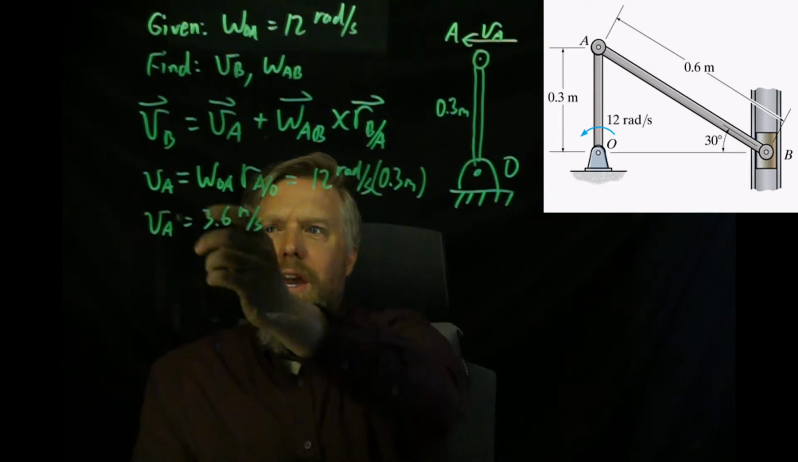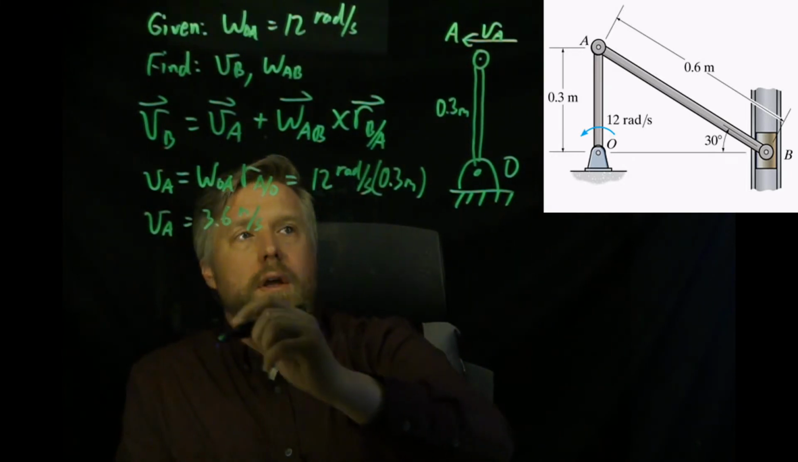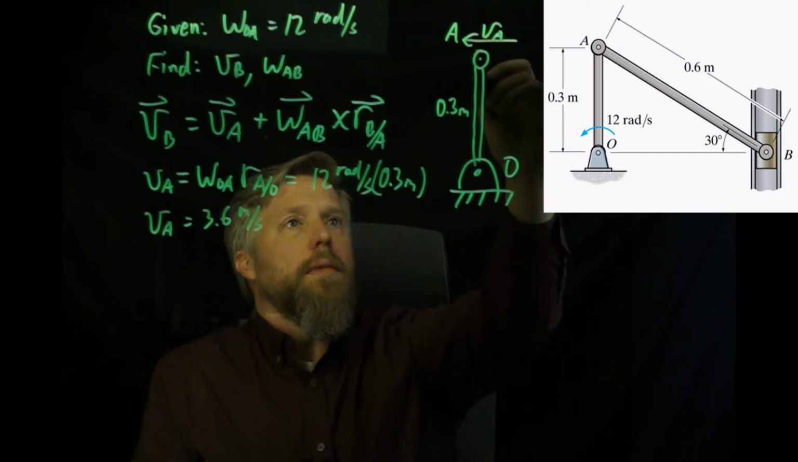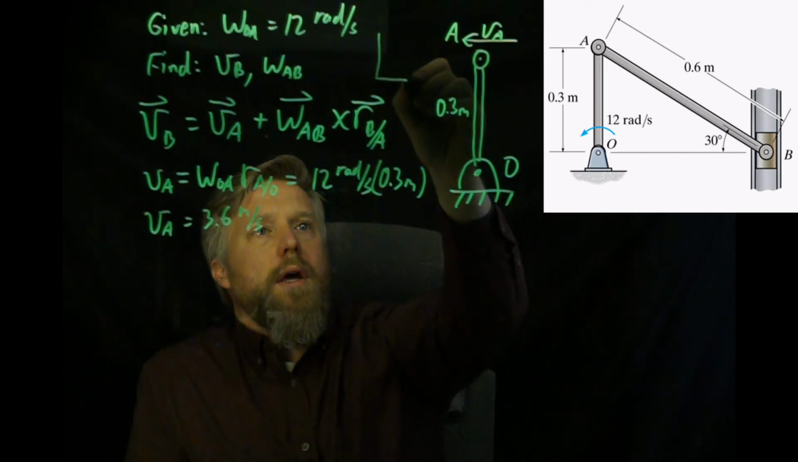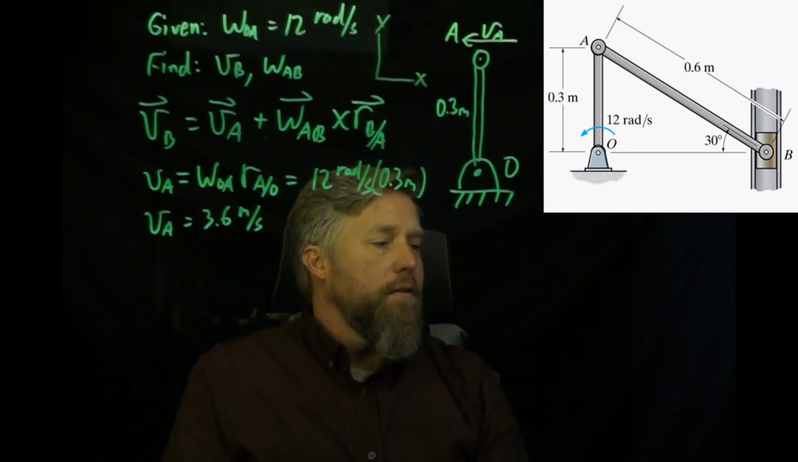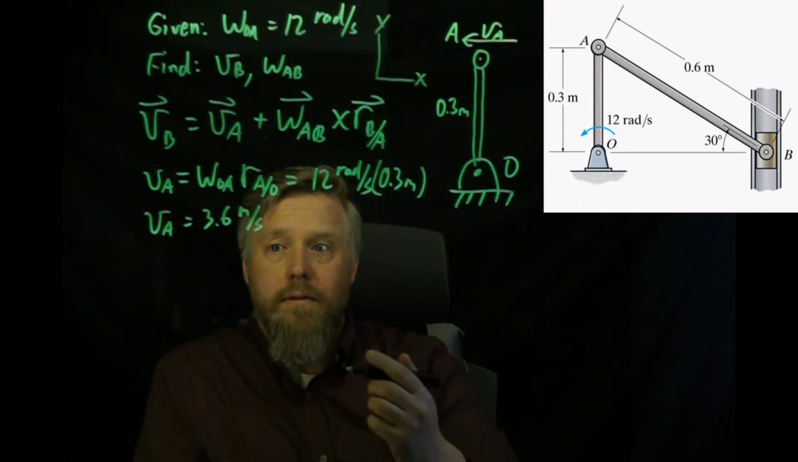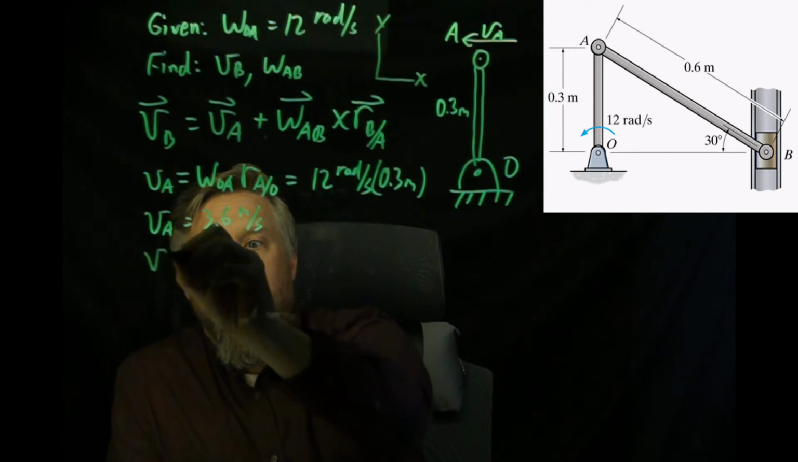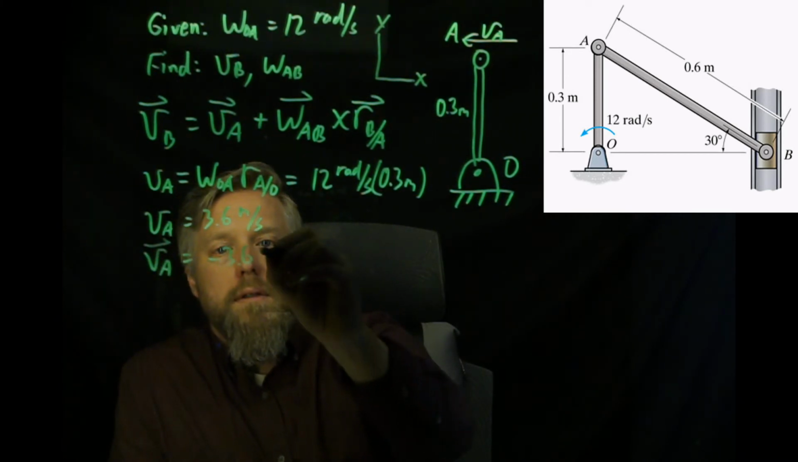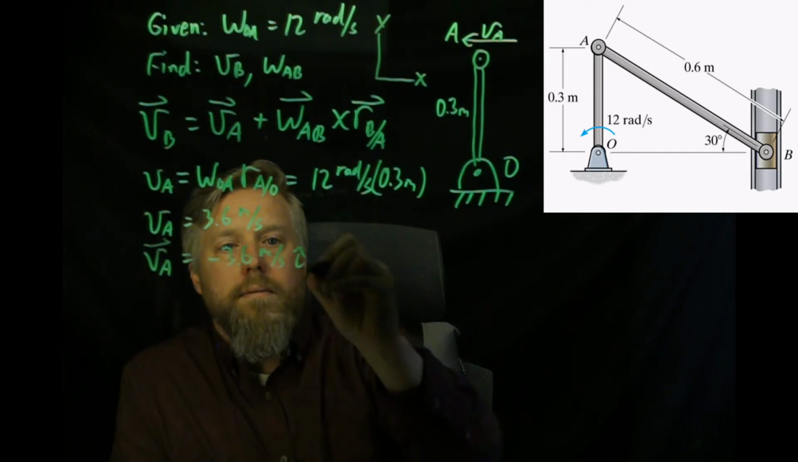Okay, but we want VA as a vector so it can go in our equation. So I already drew it. I know which direction it's going in. I need a coordinate system, and I'm going to use my typical XY rectangular coordinate system. And so that's going to make my VA in the negative x direction, or negative i. So VA as a vector is going to be equal to negative 3.6 meters per second i.